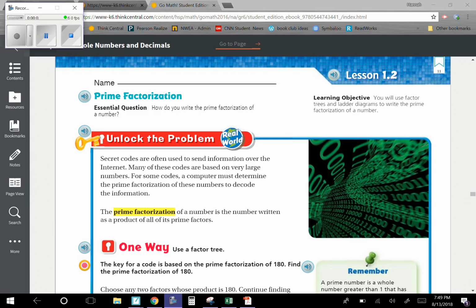Chapter 1, Lesson 2, Prime Factorization. Our objective for today is that you will use factor trees and ladder diagrams to write the prime factorization of a number. Our essential question is, how do you write the prime factorization of a number? So let's look at this Unlock the Problem.